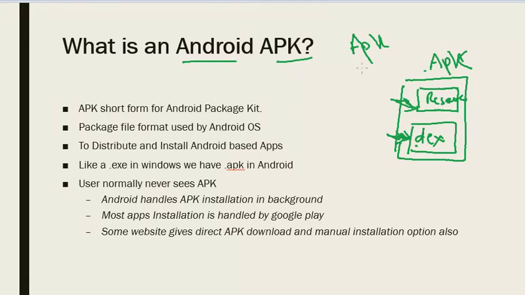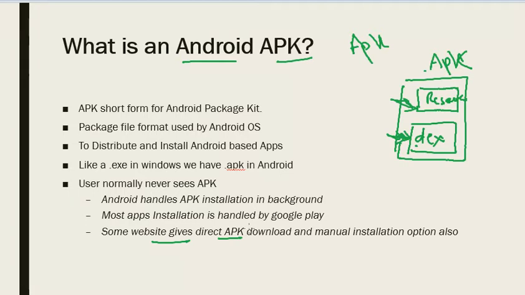So if you create your own app using Android Studio and you want to test it, of course, you will have to install this APK file on your Android device. In the same way, some websites also offer APK downloads. You can just go and download an APK file and then manually install it.